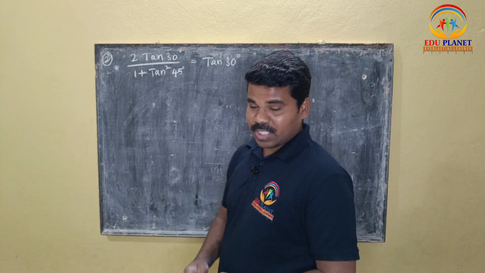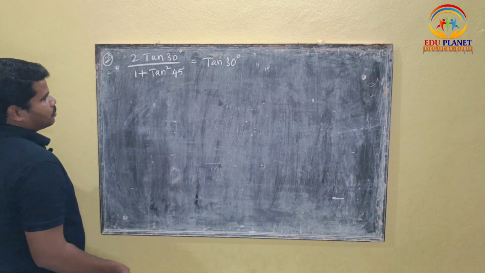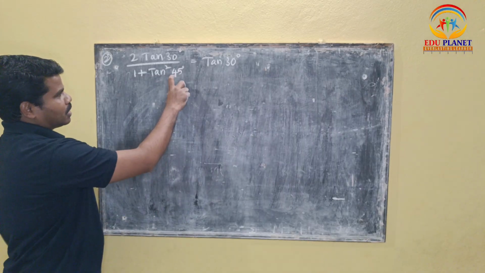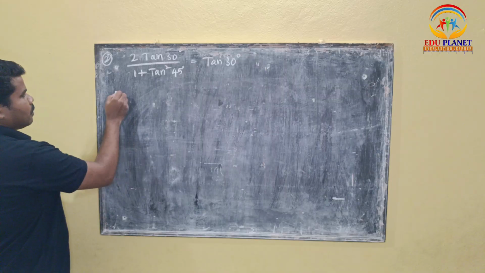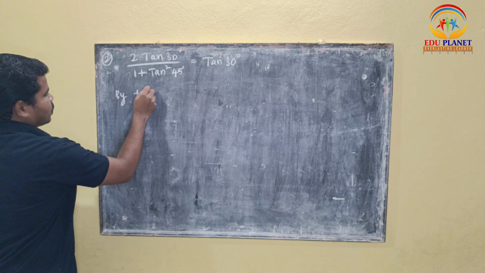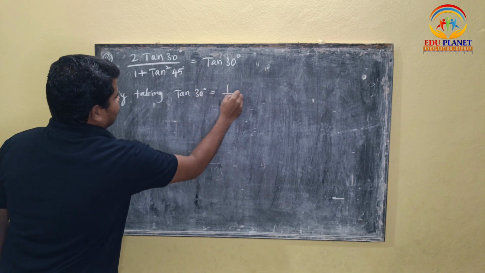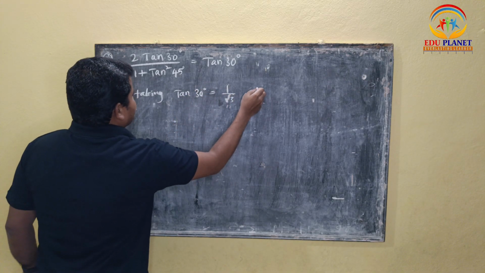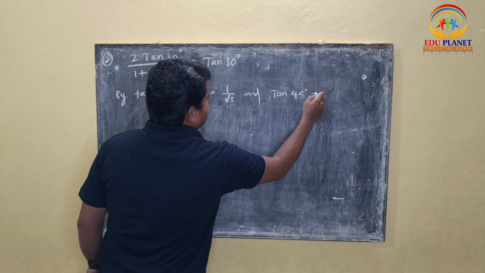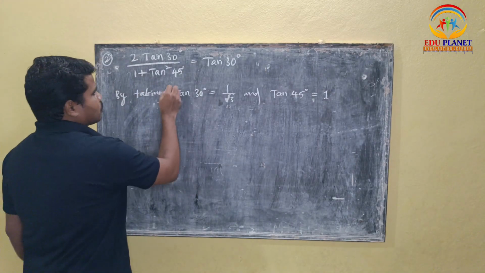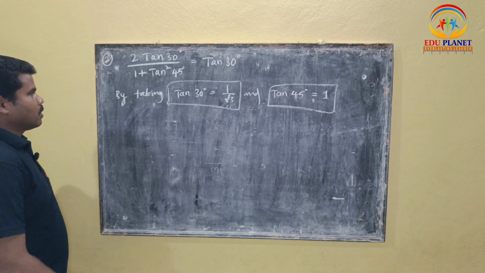Before solving this question, we must have good knowledge about trigonometric ratio values. Here, which kind of trigonometric ratios are involved? Tan 30 and tan 45. Firstly, we will write their values: tan 30 equals 1 by root 3 and another ratio is tan 45. Yes, tan 45 degrees equals 1. These two values we must remember, then easily we can solve this question.